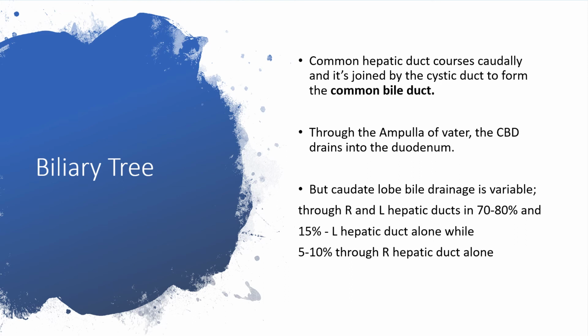The caudate lobe bile drainage is variable. It could drain through the right and left hepatic ducts in 70 to 80% of people, and in 15% could be only through the left hepatic duct, while in about 5 to 10% could drain through only the right hepatic duct.